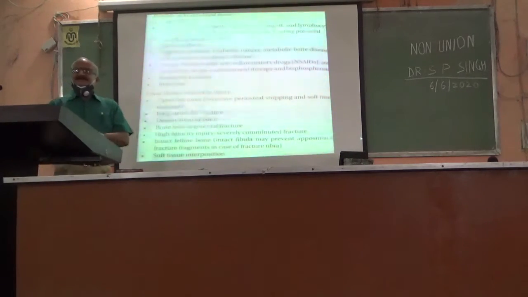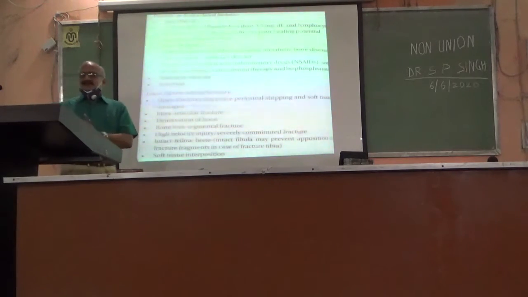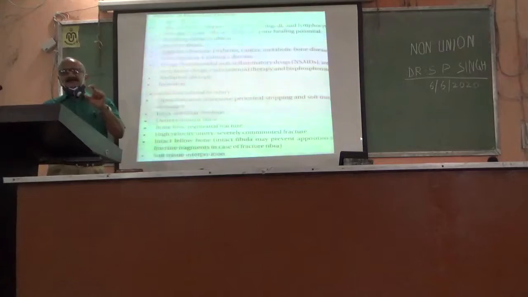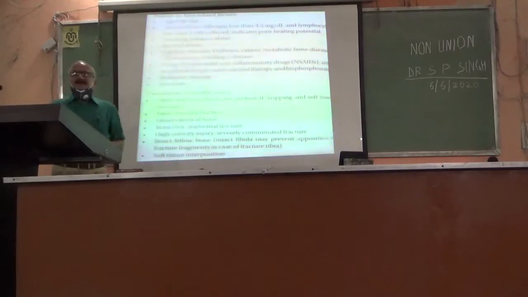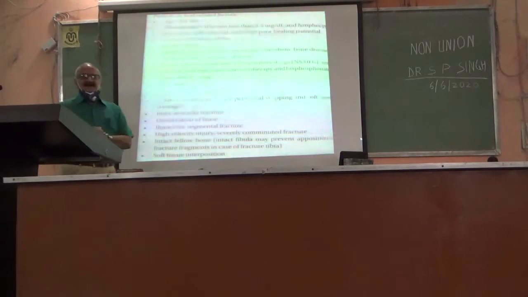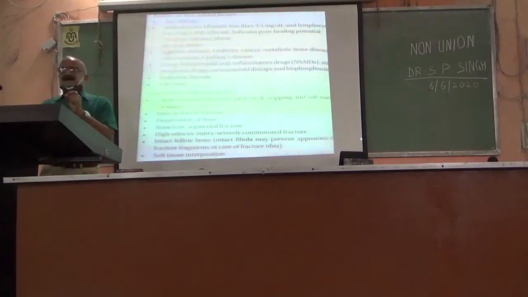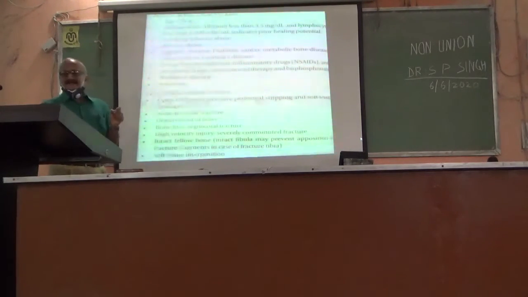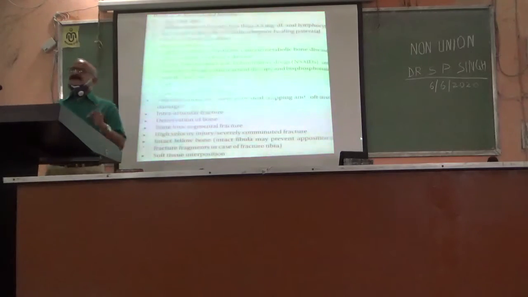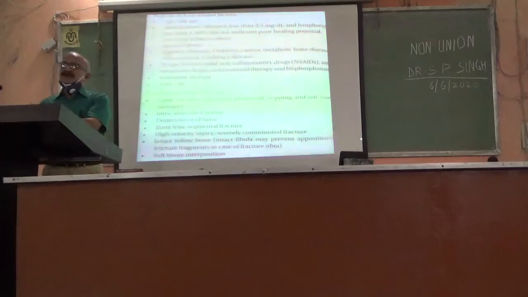But what happens when it doesn't occur? Then we think that probably this fracture is going to either delayed union or non-union. But what is the difference? The difference is, when we call it a delayed union, of course in the mind of the surgeon there is a lurking hope that this fracture is going to unite probably.